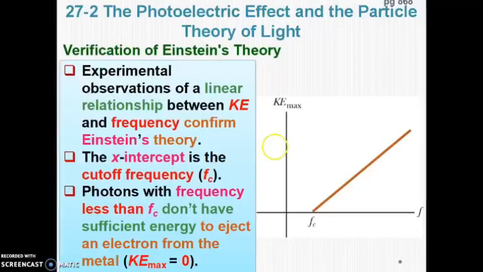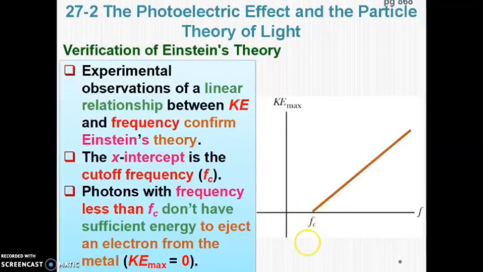Okay, so when you don't have the energy, what happened here? No electron is ejected, and suddenly your maximum kinetic energy becomes 0. So here you have a graph of kinetic energy maximum versus frequency. It means that you have a linear graph, with Fc here. This is the cutoff frequency, and sometimes we call it the threshold frequency.